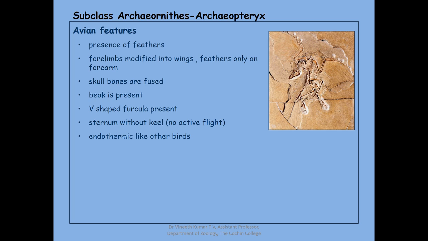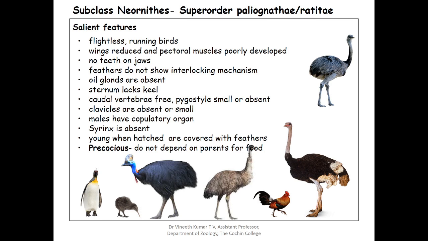So this is about the first subclass of class Aves, which is Archaeornithes, and we discussed the example coming under this, Archaeopteryx, which is considered a connecting link. We discussed the features belonging to both classes, the features of a reptile and the features of a bird. Next is the other subclass, the present day birds, Neornithes. We'll discuss this in the next session.